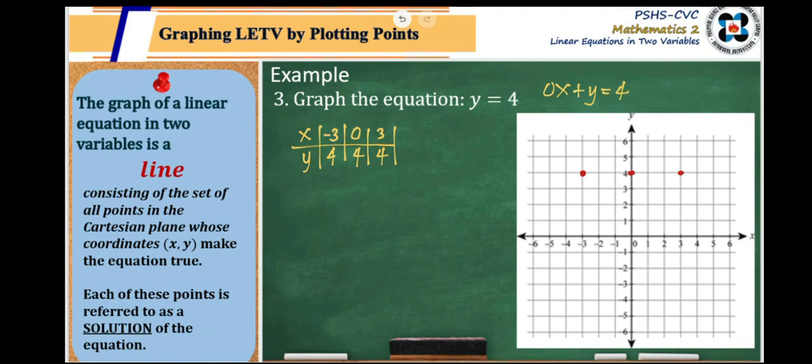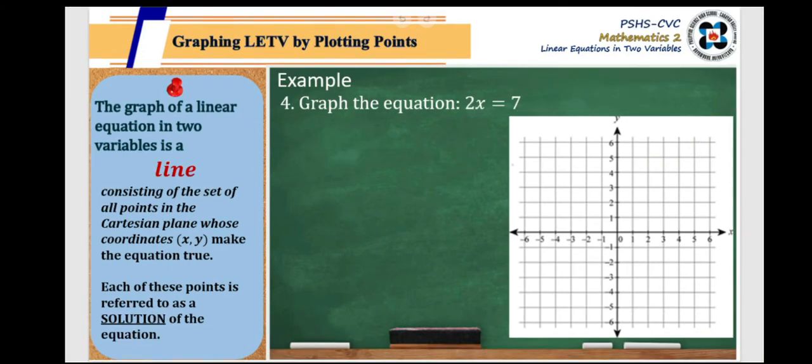Now after plotting the 3 points, we now connect the 3 points with a straight line. And remember to always put arrowheads in your graph line. And then of course, we label it. So this is the line y is equal to 4. Now what do you observe with the equation's graph? Okay, so the graph is a horizontal line.